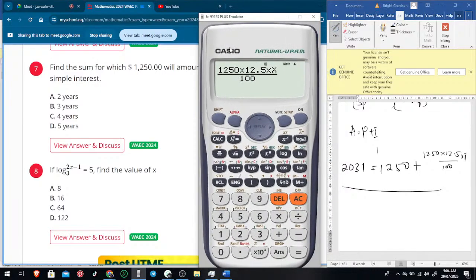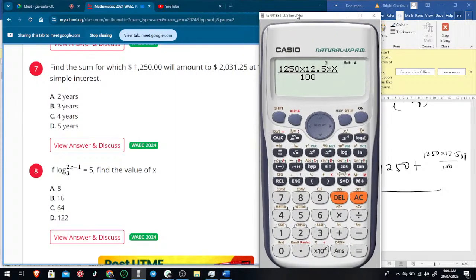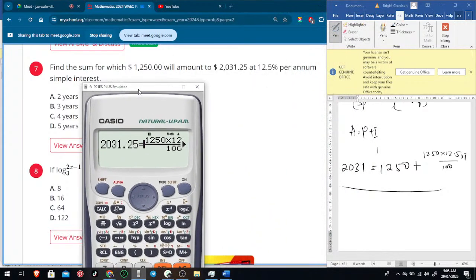So the total amount is 2031.25, and you bring your equal to sign. Are we all on the same page? Have we been able to do something like this? So you said the amount was? The amount is 2031.25. This one is the total amount. Okay, do we understand?